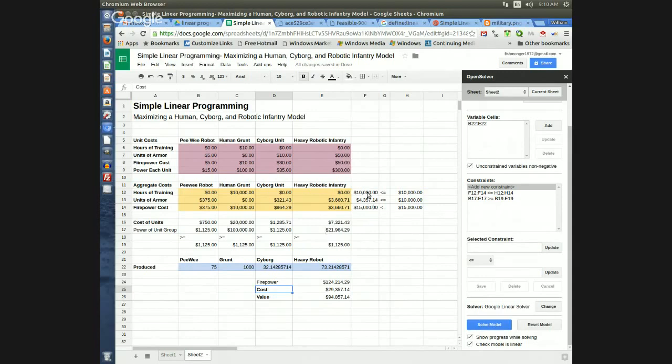And you see also this is maximized. This is maximized. For some reason, we never really spend too much on armor, but that's okay. I mean, because we get the firepower we need. And maybe someday, you know, we can do E equals MC squared, and some of that armor can be turned into firepower. So I just want to let you know and show you the simple linear programming method where you can maximize the human, cyborg, and robotic infantry model.